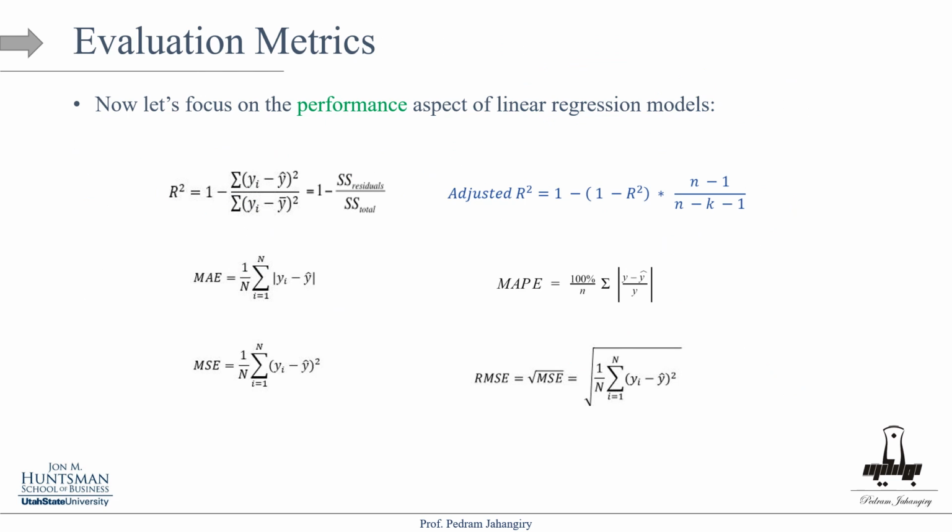Alrighty, the very last slide, I'm going to talk about the evaluation metrics when it comes to linear regression models. So these are the performance metrics. The most famous and classical one is R squared. This is the goodness of fit, and it tells you that from the entire variation of your target variable or explained variable, what part of it is explained by the data, right?